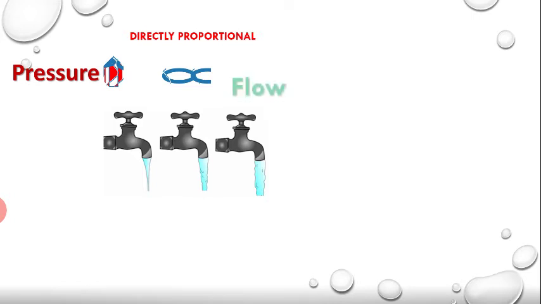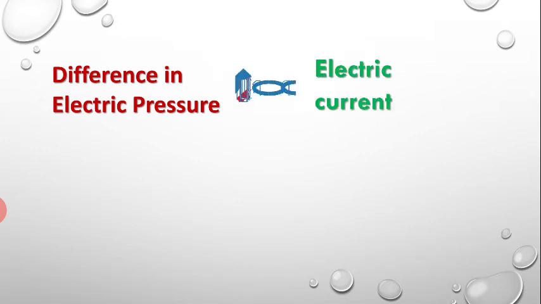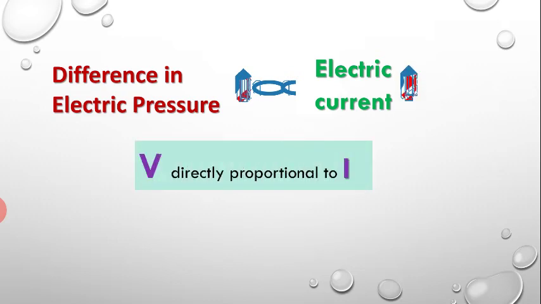In the same way, if the difference in electric pressure is increased, that is if the voltage, the potential difference, is increasing, then we will find that the electric current through a circuit also increases. ठीक है, तो what we can say is the potential difference is directly proportional to I, that is electric current. When this proportionality is removed, we find that potential difference is equal to R into I.